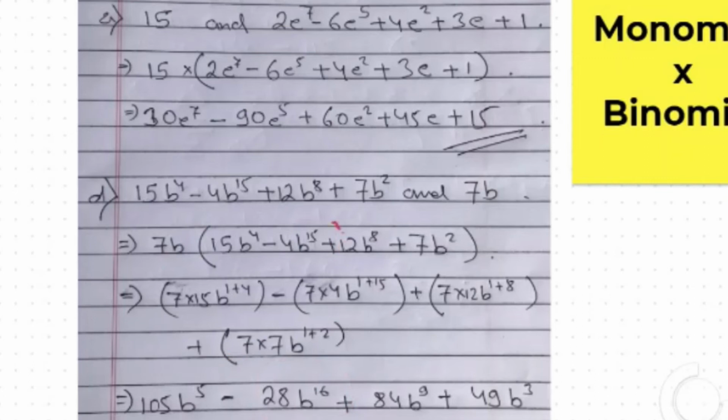Similarly, again this plus sign is written as it is, plus. Then 12 sevens is 84, and here there is b to the power of 1, b to the power of 8. That makes it b to the power of 9. Add the powers. Plus is written as plus, and 7 into 7 is 49. Here there is b to the power of 1, and there is b to the power of 1. Sorry, here there is b to the power of 2. So this b to the power of 2 and this b to the power of 1 becomes b to the power of 3. I add the powers. So these are the multiplications of monomial with a binomial. Okay.